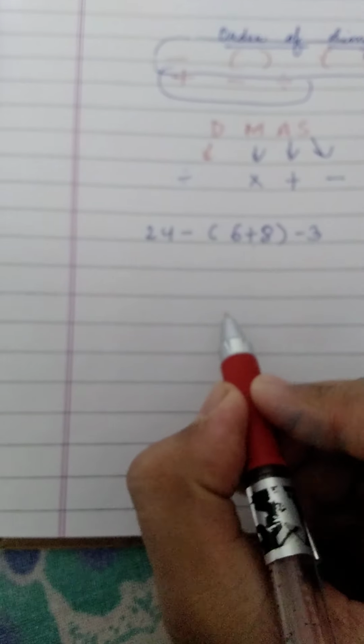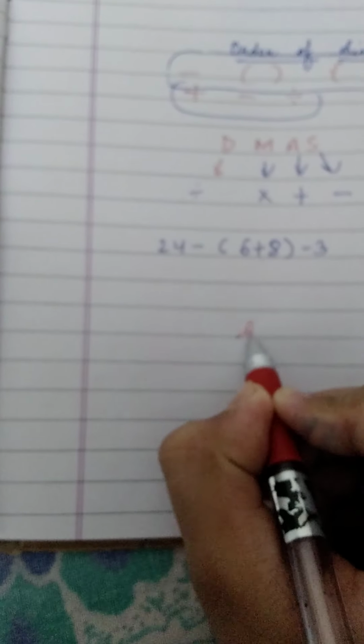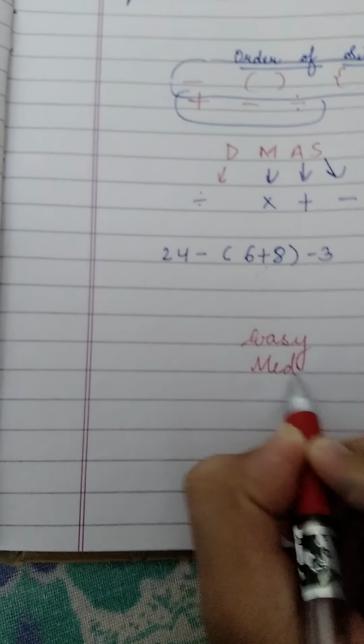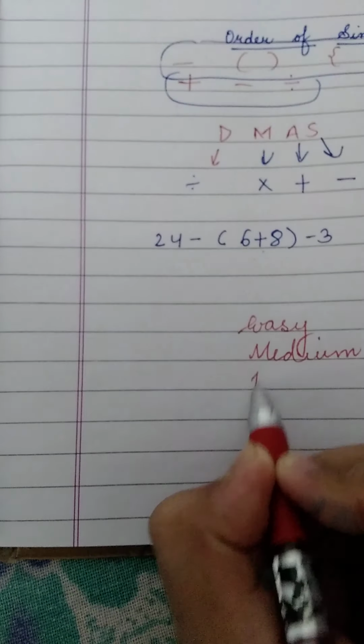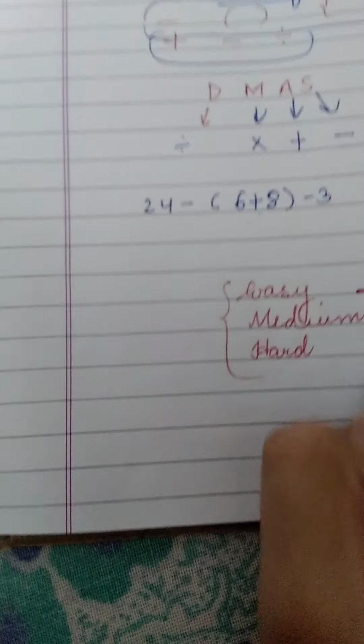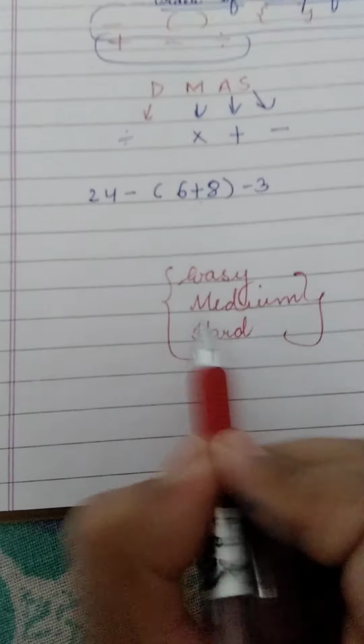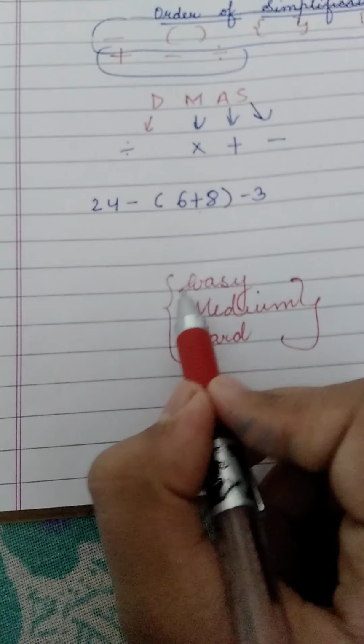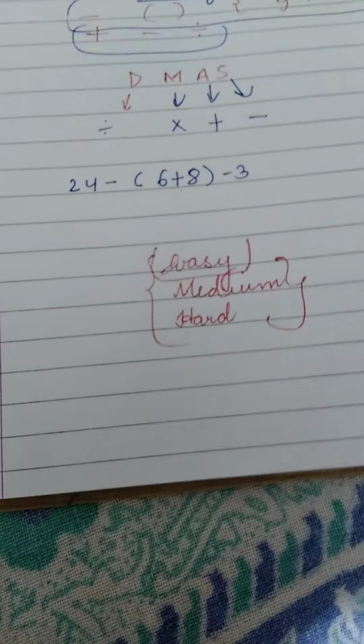Now I'm going to give you questions for solving, in three categories, which are easy, medium, and hard. Three questions I'm going to give you within three categories: easy, medium, hard. Let us start the class with easy. The question is 19 minus 1, small bracket open, 1 plus 5, small bracket close, minus 3.